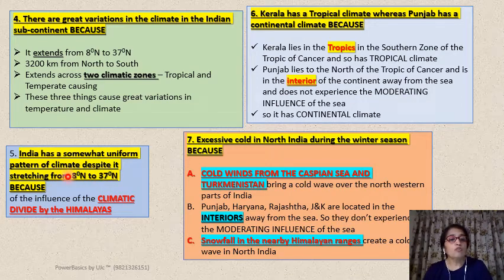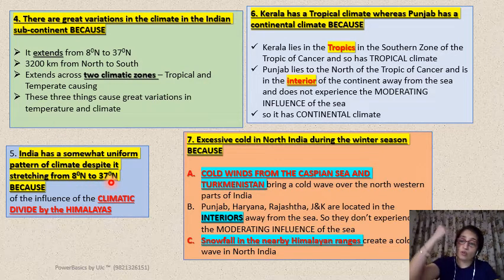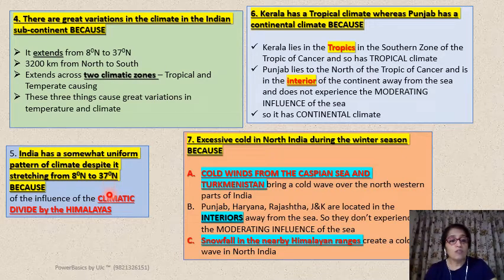India has a somewhat uniform pattern of climate despite its stretching. Here it is saying it has variations. Why does it have uniform? Himalayas are the reason for uniform. They cut off the cold from the top and don't allow it to be hot by getting rain. So it is because of the climatic divide of the Himalayas.